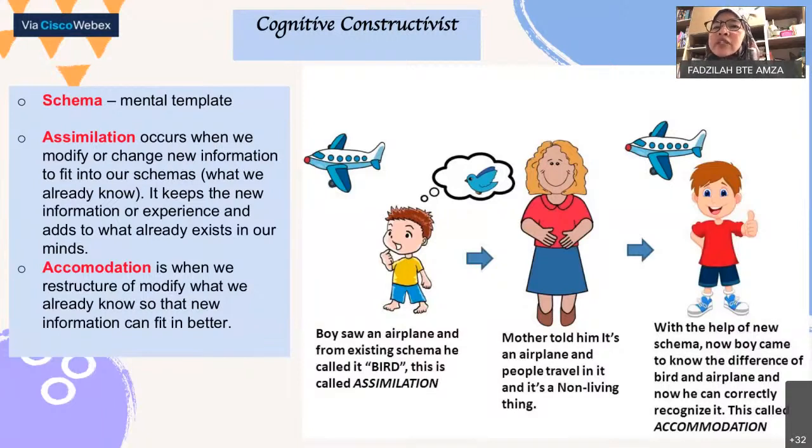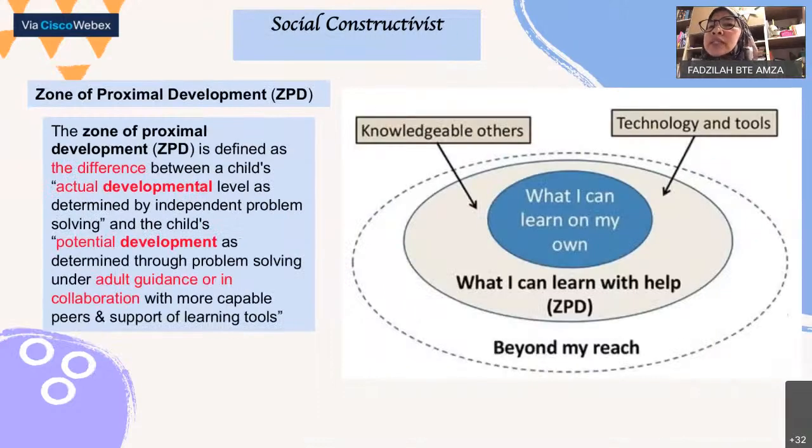The social constructivist believes that the social environment affects learning. The social constructivist talks about the ZPD, Zone of Proximal Development. Look at the diagram here. Okay, the blue one in the middle, okay. What I can learn on my own, okay. Saya boleh belajar sendiri without help of other people. This is basically, according to Bloom's taxonomy, aras-aras yang rendah, sederhana. Okay, this is what I can learn on my own.